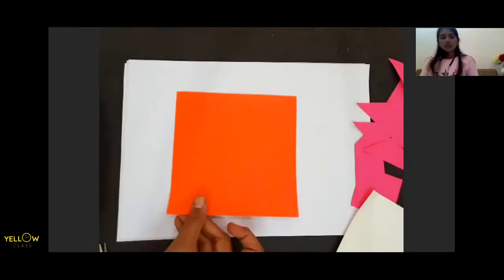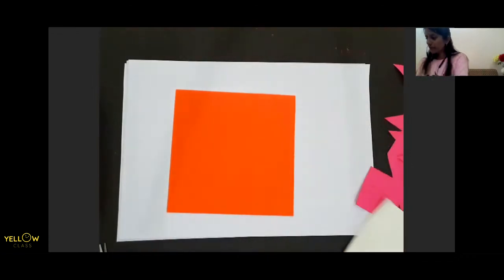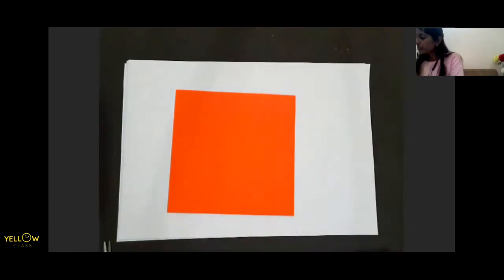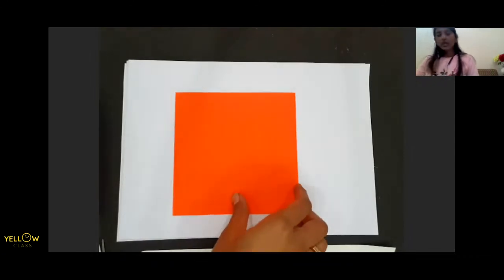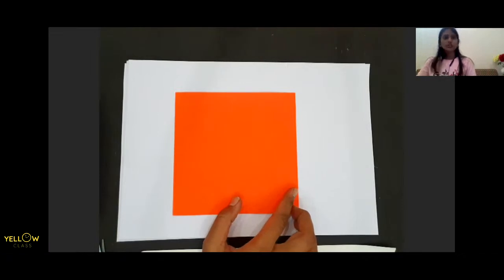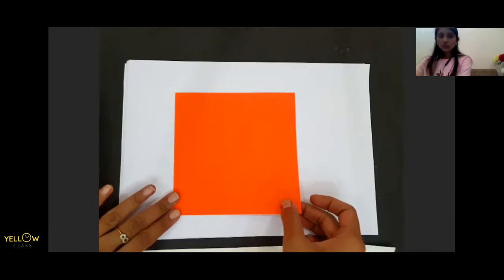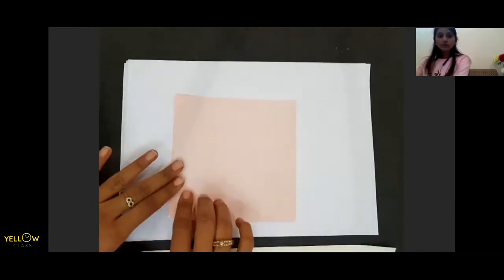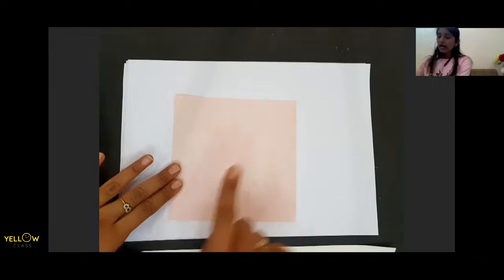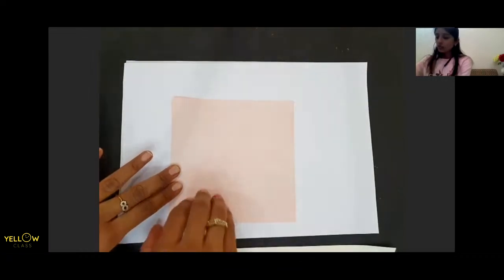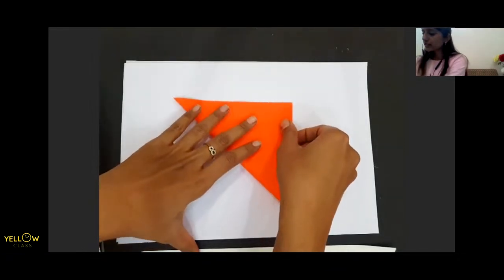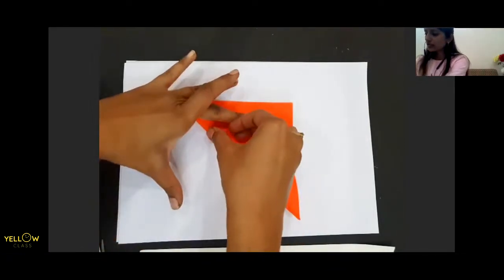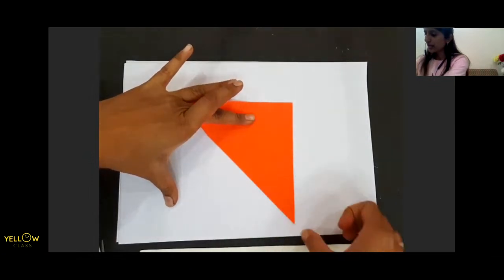So this is my square sheet of paper, correct? Everybody just keep it in front of you, the square sheet of paper, and we will start folding it and our different shapes will start coming. Okay, this is the square sheet of paper. So what you have to do, take one corner and just join the two opposite corners. Join the two opposite corners like this. Okay, and then press it hard and make a line.